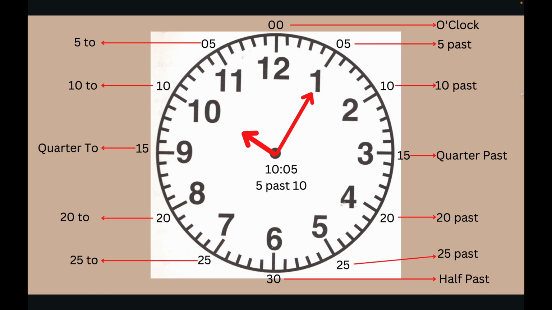So then, when we go 5 past the hour, in America this time would be 10:05. However, in the UK, we say 5 past 10, meaning it's 5 minutes past 10 o'clock.